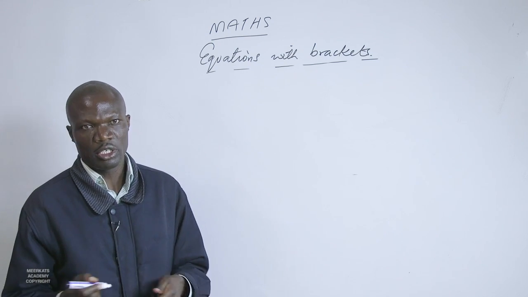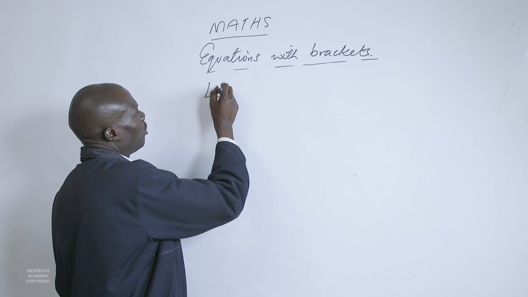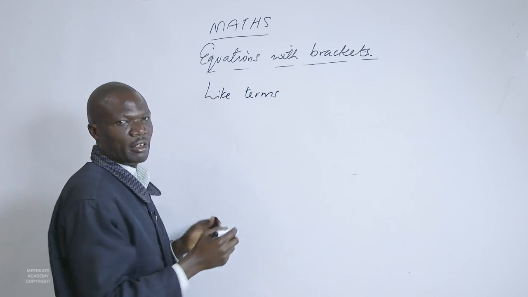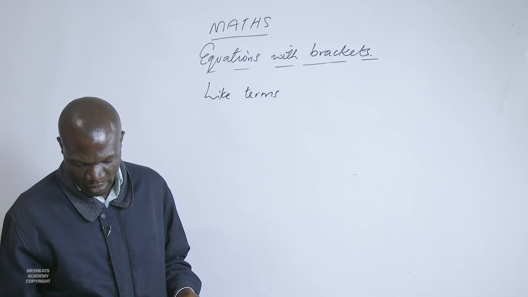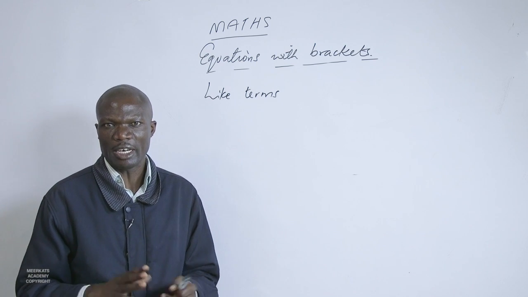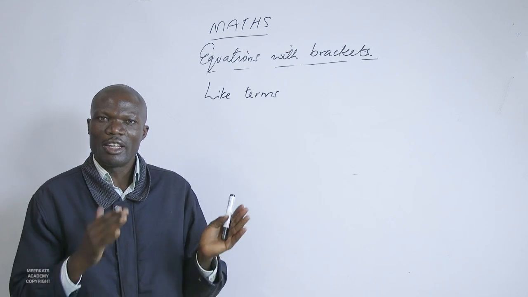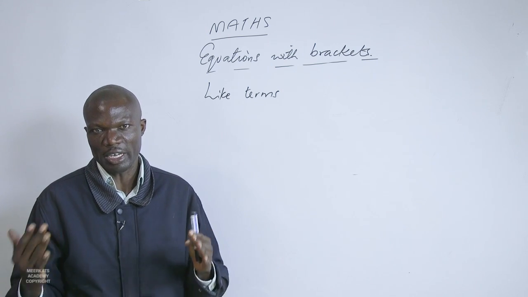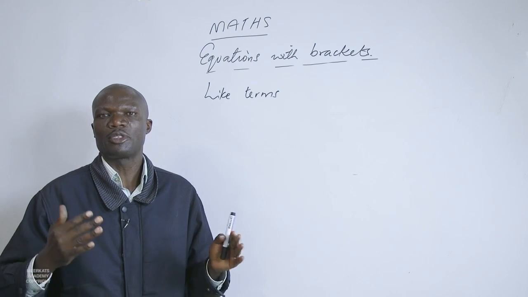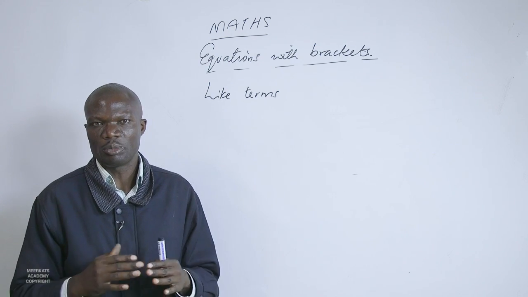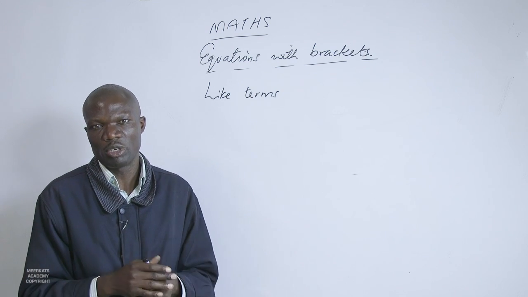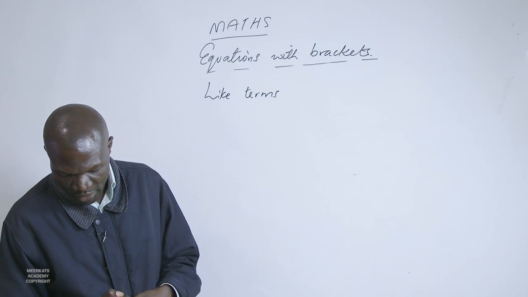Another important thing we need to know is that we should be able to identify like terms. When we talk about like terms in this situation, there are those pronumerals with the same letters. Those are called like terms. If you have like terms scattered independently, you can collect them, bring them together, and they will form one term.